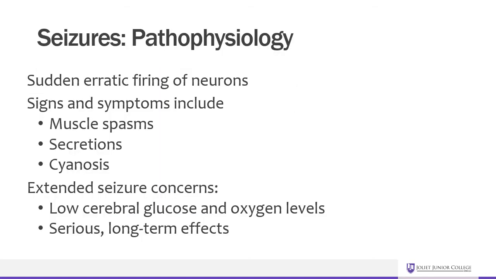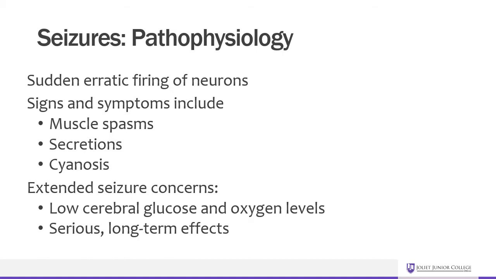physiology of seizures. A seizure is a sudden erratic firing of the neurons in the brain. It's an electrical storm in the brain, for lack of a better term. Signs and symptoms, well, those muscle spasms, copious amounts of secretions, and the patient's going to be hypoxic and very possibly turn cyanotic. If we have an extended seizure, we have some greater concerns. We have low cerebral glucose, and the patient becomes very, very hypoxic. So we have to worry about brain damage secondary to these long seizures.